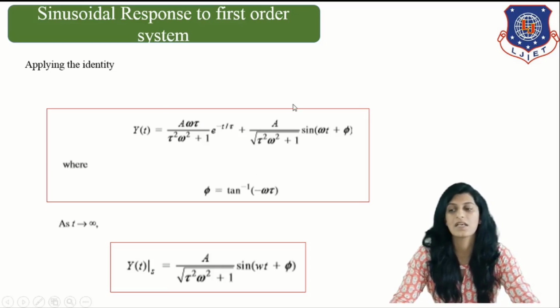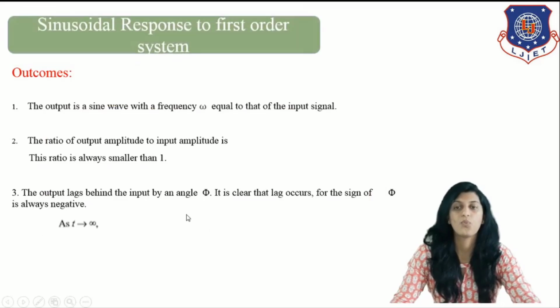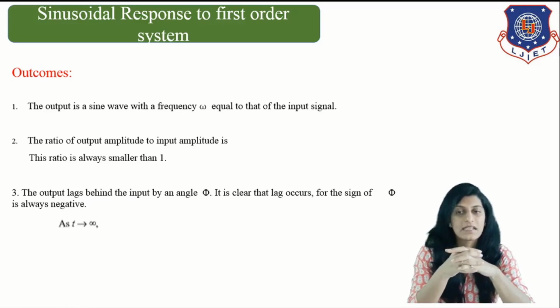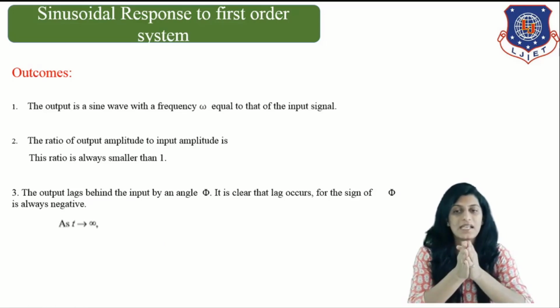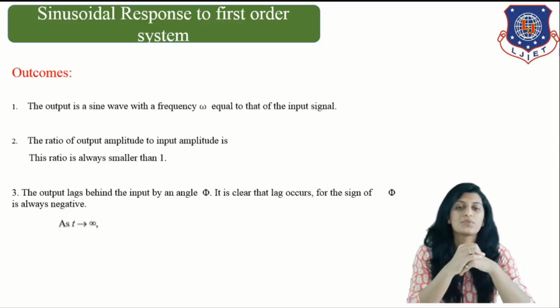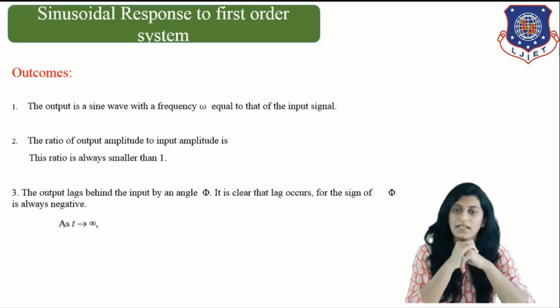So this is how our final term for sinusoidal input looks like. Now, what is the basic outcome of this particular derivation? Once we complete this derivation, we can understand how the output is a sine wave with a frequency omega equal to that of the input signal wave. This is the most important thing which we learned from this derivation.